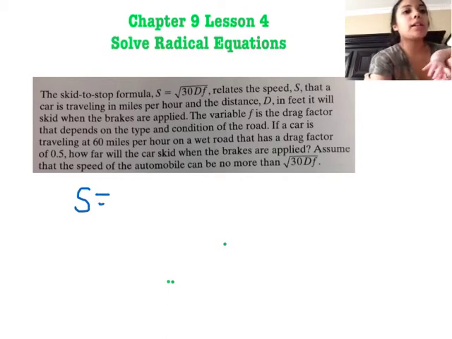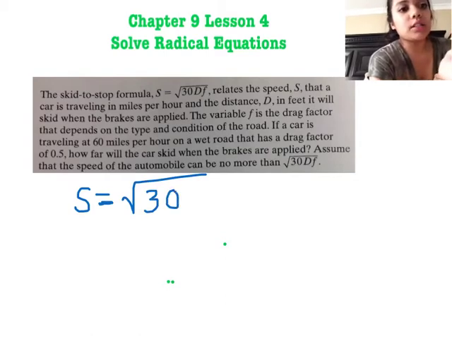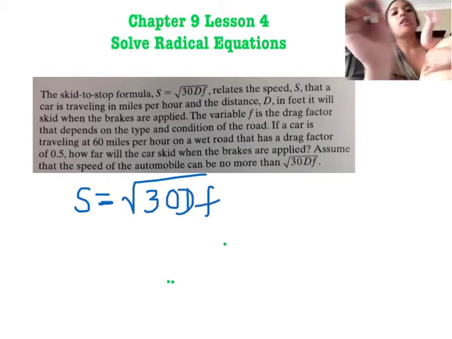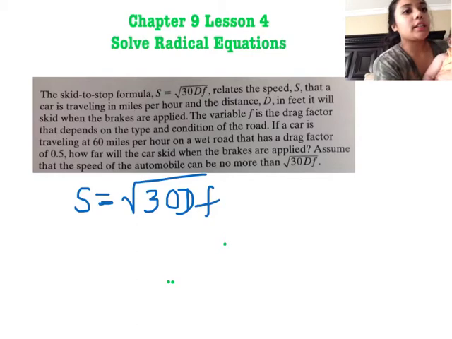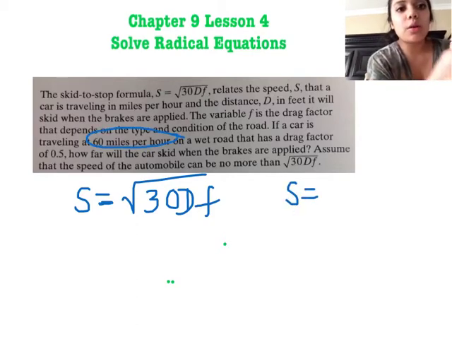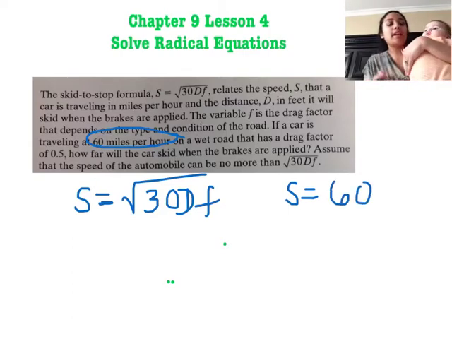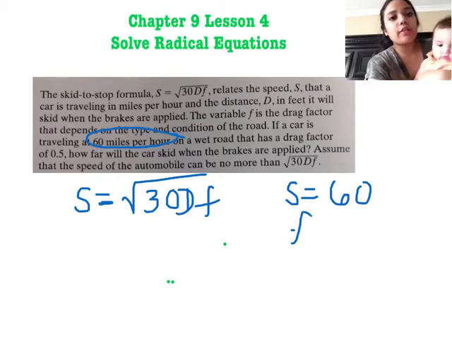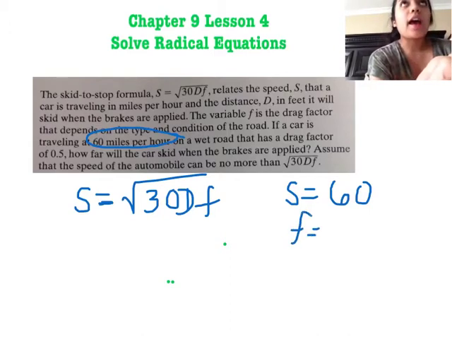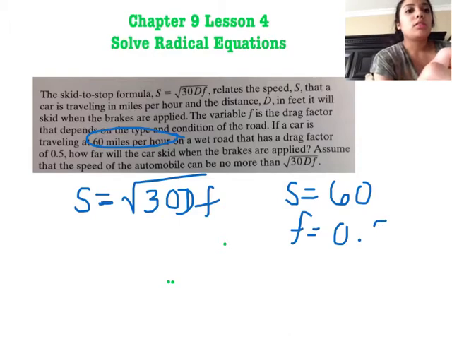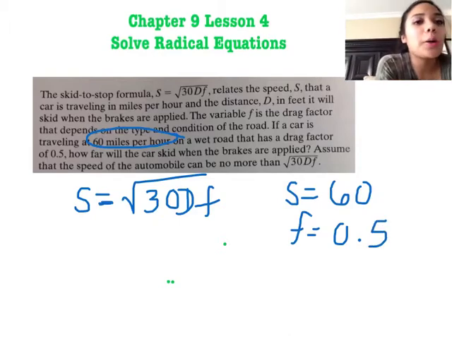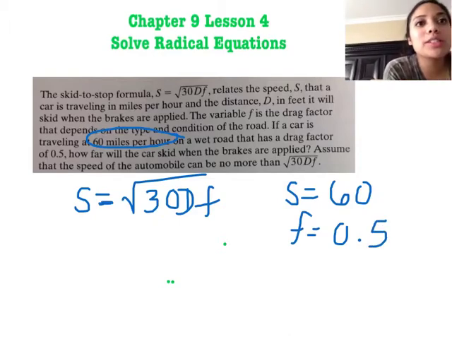If a car is traveling at 60 miles per hour, so let me write down my formula. S equals, always write down your formula first, the square root of 30 times distance times my drag factor. If a car is traveling at 60 miles per hour, 60 miles per hour is my speed. So I know it's already given my speed. On a wet road that has a drag factor, F is my drag factor, of half. So F equals half, 5/10.